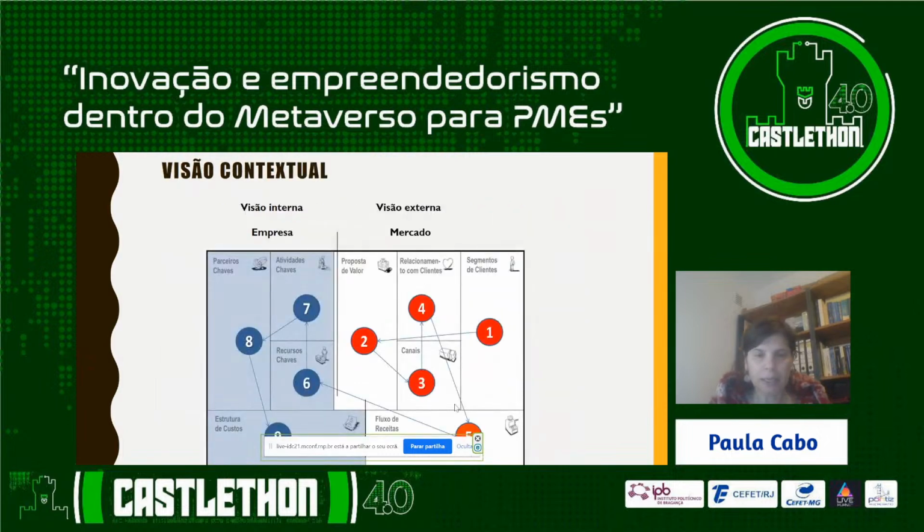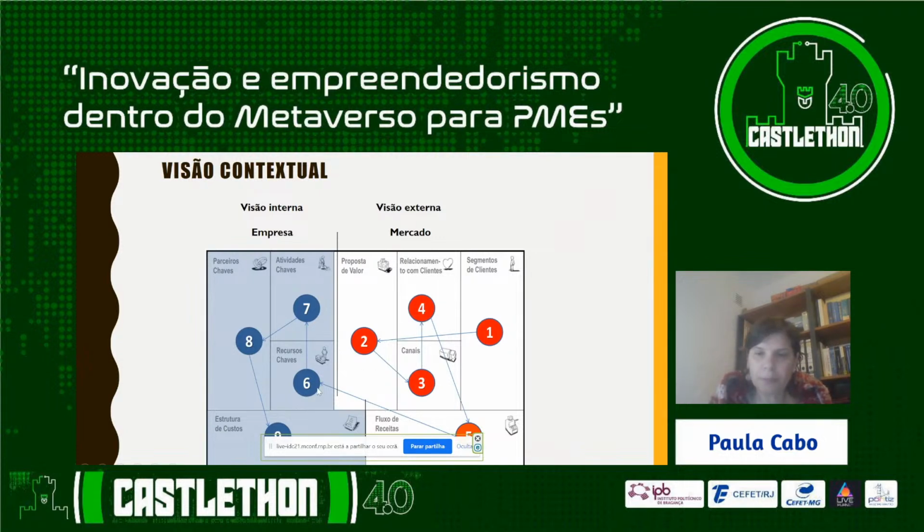So these 9 blocks, we can see it as two windows. One that is the window for the market, an external view of our business, and another one that is the internal window, that is a window that shows how the company is organized in order to provide the product or service that we are intending to sell or to offer to our customers.